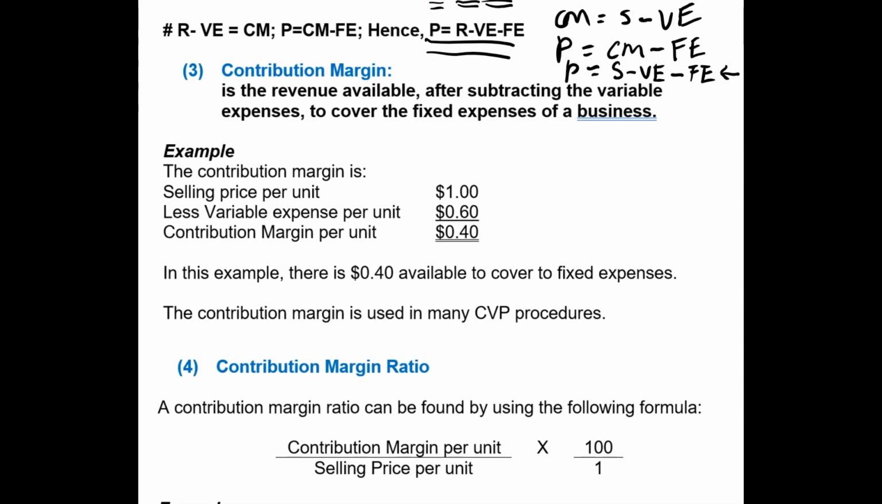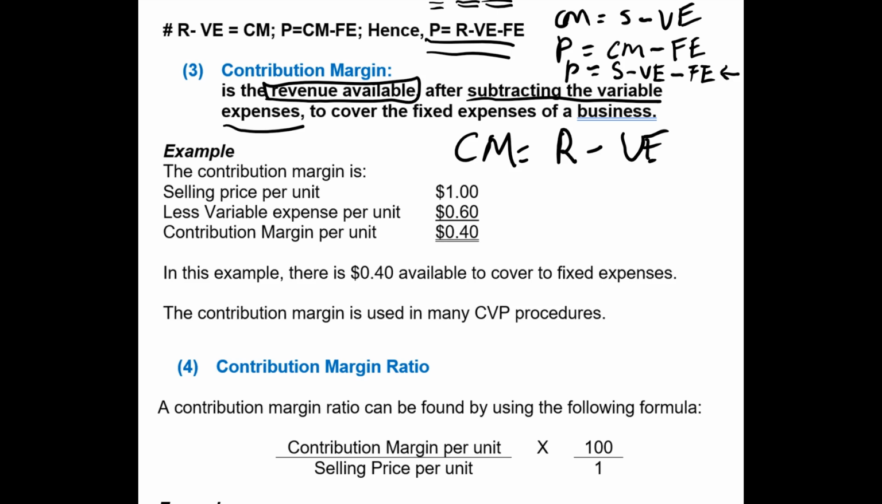Now the third thing I want to teach you is contribution margin. So what is contribution margin? Contribution margin is the revenue which is available after you deduct your variable expenses. Basically, contribution margin equals revenue minus variable expenses. And this contribution margin is to cover the fixed expense of a business.